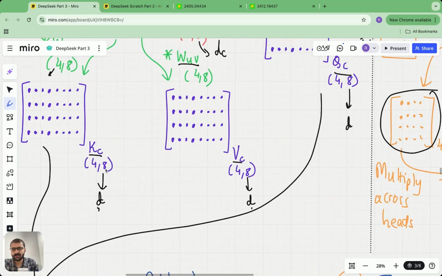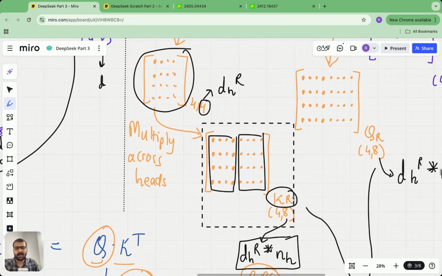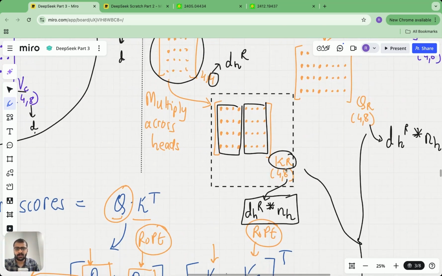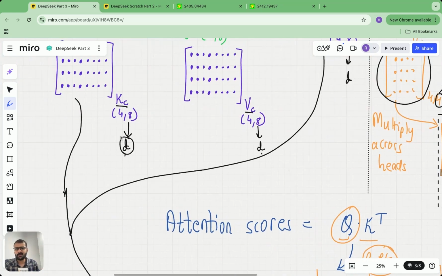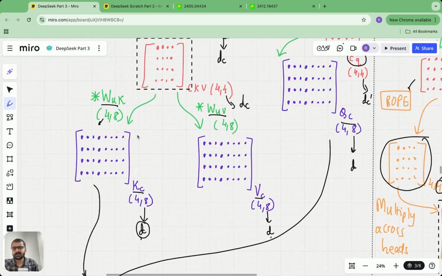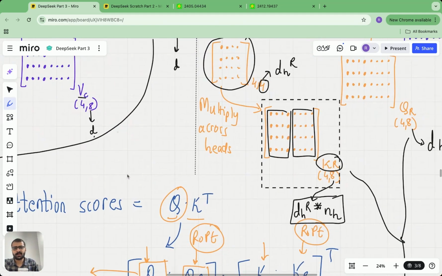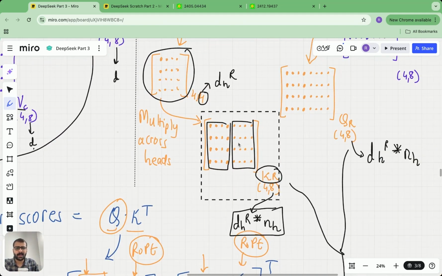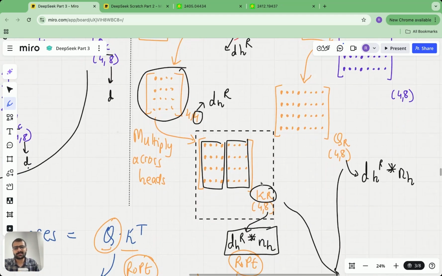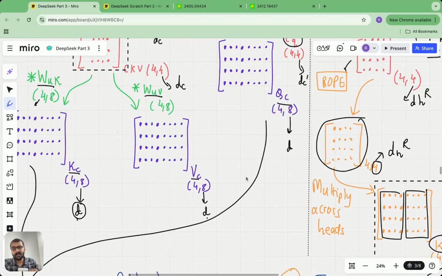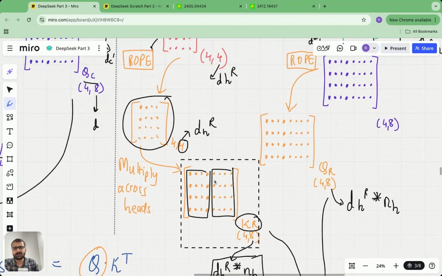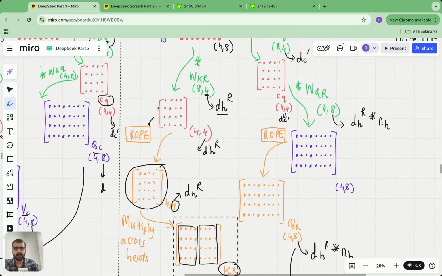So here Kc has the dimension equal to d, and Kr has dimension equal to dhr into nh, which here I have chosen to be equal to 8, but it can be even different than 8 if needed. Another difference here is that Wuk actually is different for different heads, right? We are not sharing anything across heads over here, but here we are sharing the values of the keys across the two heads. So that's how the Kr matrix is computed. And another big difference is, of course, Kr has rotary positional encoding included into it.